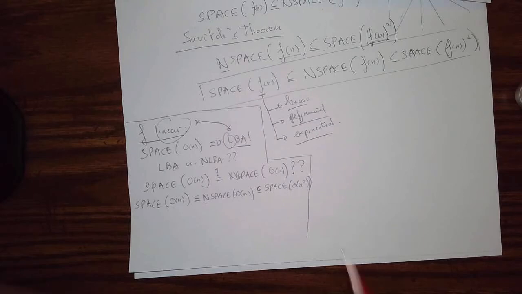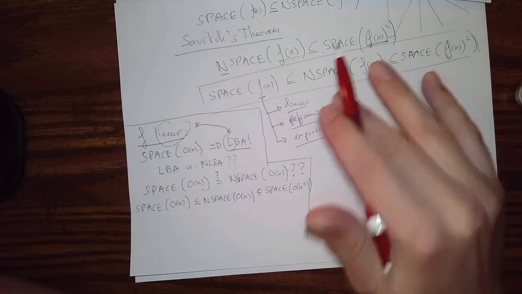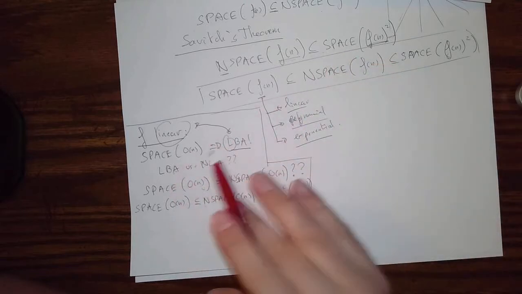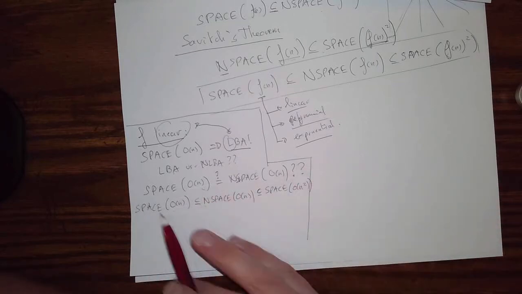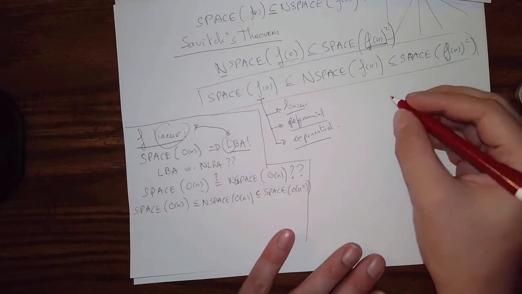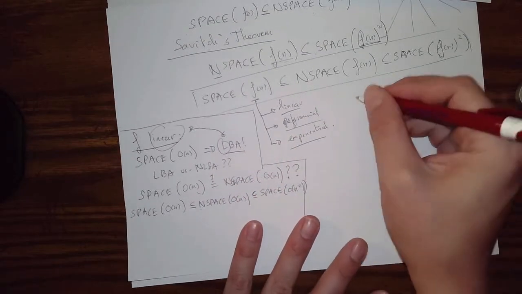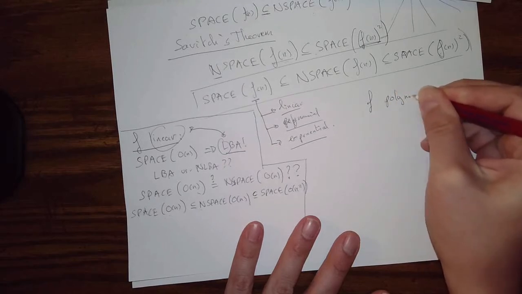So I just wanted to relate Savitch's theorem, and the kind of insight it gives us, to the LBA equation we've seen before. Okay, so that's for linear. For linear, basically, we don't know, but we know it's close. Now, for polynomial, if we have f polynomial, what can we say about the relationship?